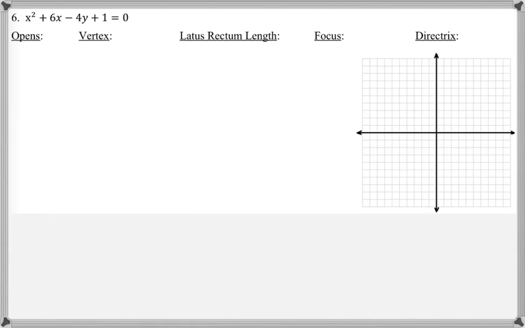On question number 6, our equation is in the wrong form. So we need to convert it into the correct form so that we can read the information and graph the parabola. And in order to do that, I need to complete the square. And I need to complete the square on the squared term, which in this case is the x. So we see that we have an x squared here. We do not have a y squared.